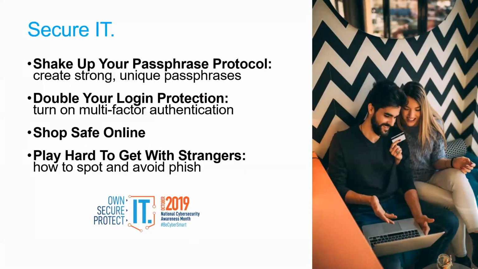3, shop safe online. Take security precautions. Think about the consequences of your actions online and enjoy the conveniences of technology with peace of mind while you shop online. And 4, play hard to get with strangers. This is all about learning how to spot and avoid phishing attempts. A malicious email can look just like it comes from a financial institution, an e-commerce site, a government agency, or any other service or business. It's important that your employees and customers know how to spot these scams.